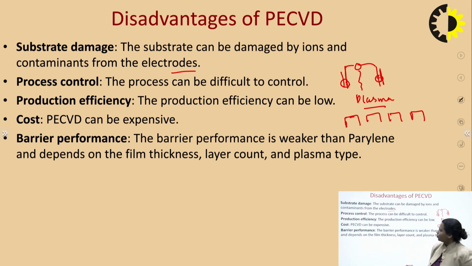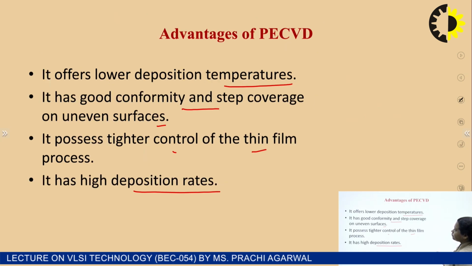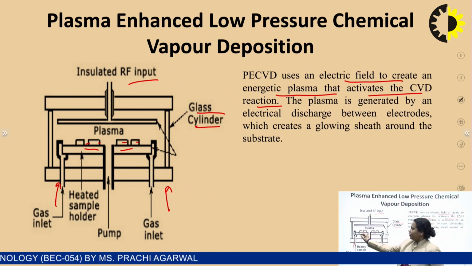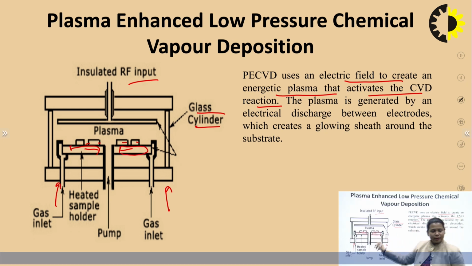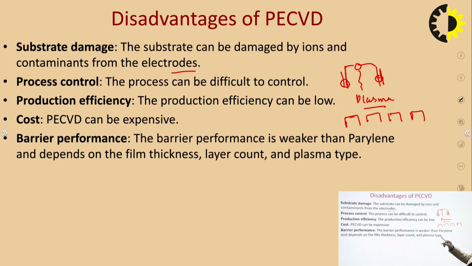Next is process control. The process can be difficult to control because this whole process is electrically conducted. Some kind of electric field is also generated, so it is quite difficult to control this method as compared to LPCVD and APCVD. Next is production efficiency. The production efficiency is also low because, as I have told, this is the table on which the wafers are kept. This is the holder. There is limited space, so the production is quite low as compared to other methods.